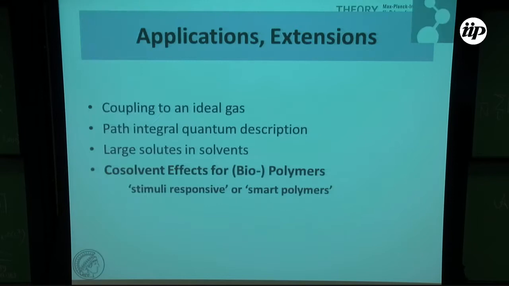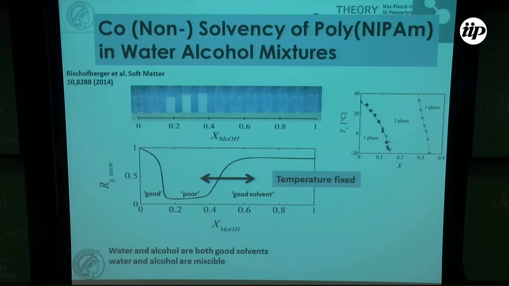Let's go to a different system, namely to polymers. There's one very interesting situation which people are looking at in the context of smart polymers. When you look at, for instance, PNIPAM in water and alcohol, you see that water is a perfectly good solvent and alcohol is a perfectly good solvent. And now you add alcohol to the water and the polymers fall out of solution and eventually expand again. And this is very strange. Two good solvents, mixed together, lead to, quote-unquote, a poor solvent.